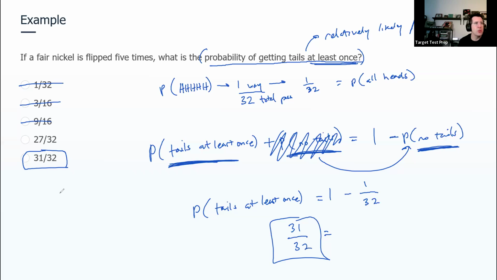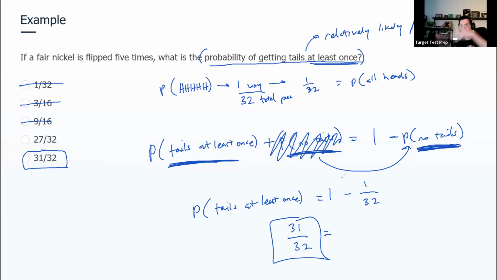Bargov asked how to solve using n factorial over r factorial. Well, first of all, I would never solve this that way. Anytime you see what's the probability of something happening at least once, that means you want to solve for the probability of it not happening at all and subtract that.